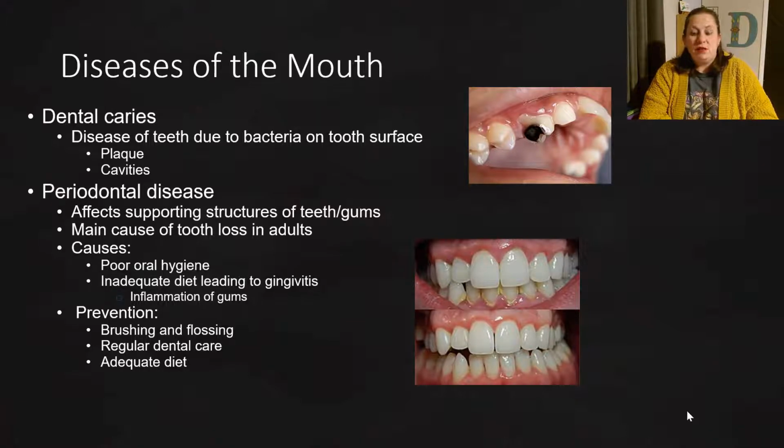However, when we look at dental caries, this is a disease of the teeth. It is due to the bacteria that lives in your mouth. Every person has a different chemistry of bacteria present, but everybody has it. This bacteria is on your tooth surface. As we feed that bacteria, it starts to develop a type of plaque. It's a slimy substance that starts to collect on the teeth. However, it can also start to harden and get underneath the gums, which we'll talk about more in a minute.